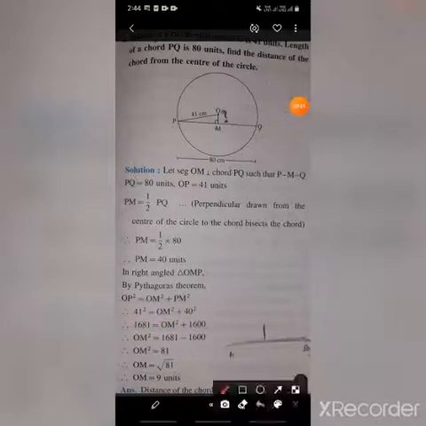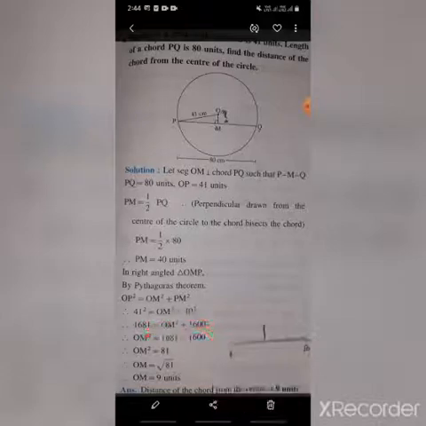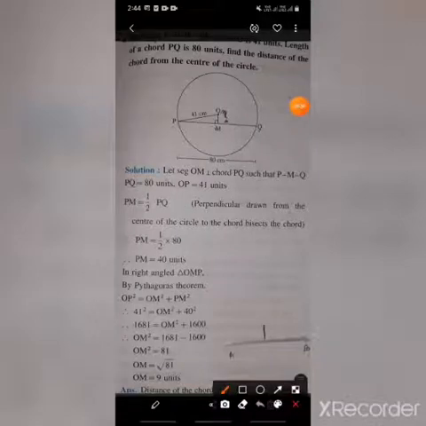Then 41 square is 1681. OM square as it is we will write, and 40 square is 1600. So we write 1681 as it is here. This one is in plus sign, and when we change the side it becomes a minus sign. So 1681 minus 1600, the remaining part will be 81.